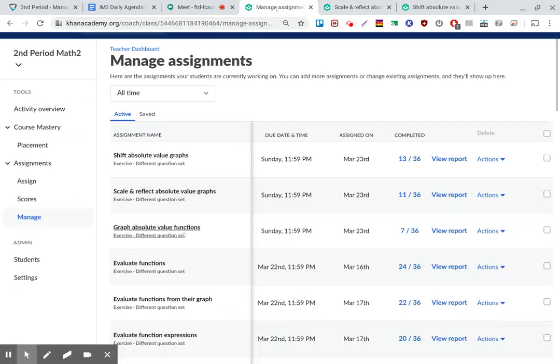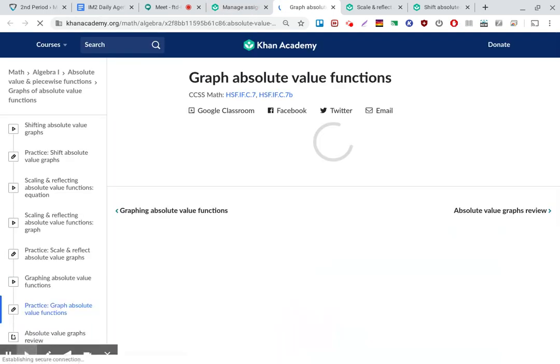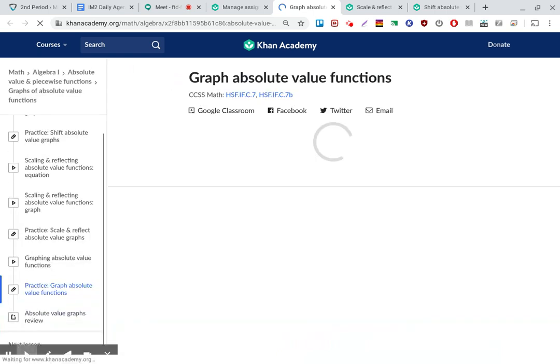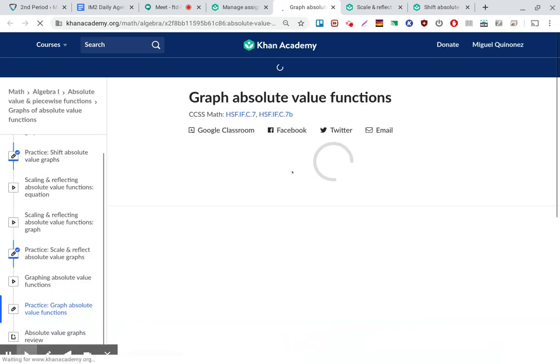Graph absolute value function. Yes. Let's see. Let's do that one. Yeah, I thought there was 3. All right. And that's actually the graphing one, the one I wanted, because that's the one we've been really focusing on, right? All right.